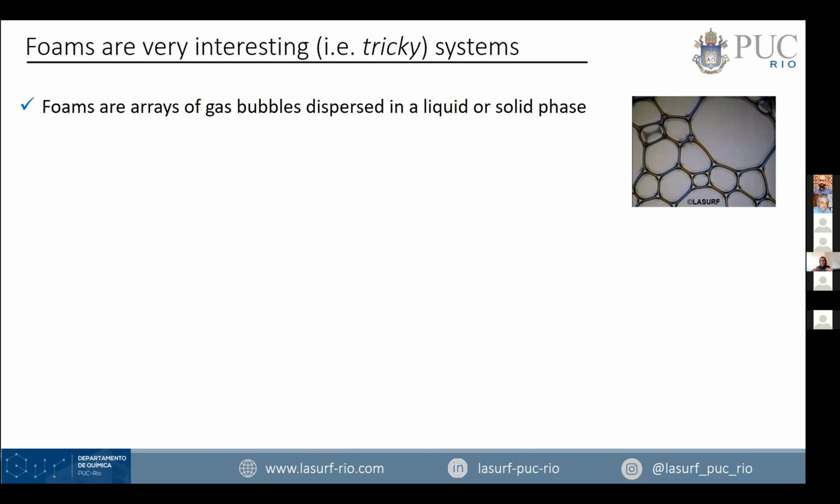I try to transmit that enthusiasm to everyone in my group when they are really going crazy with the foam behavior. So foams are arrays of gas bubbles that are dispersed in a liquid or a solid phase. And in this type of array, we can highlight the presence of these lamellae or interfacial films, that is, in this case, a liquid foam. So it's a liquid film between adjacent bubbles. I'm not going to talk too much about the structure of foams because that could be the subject of another talk.